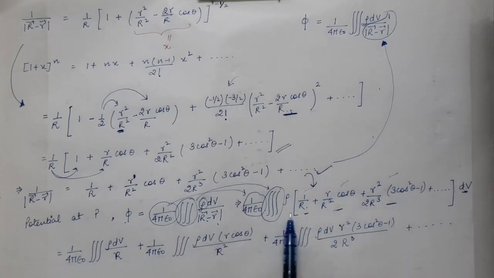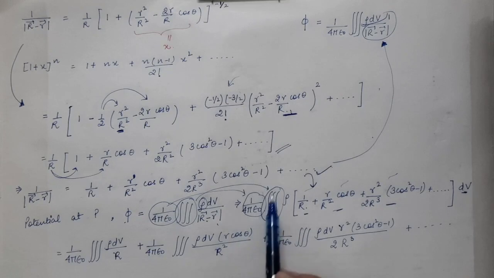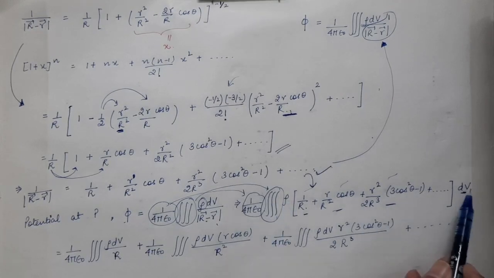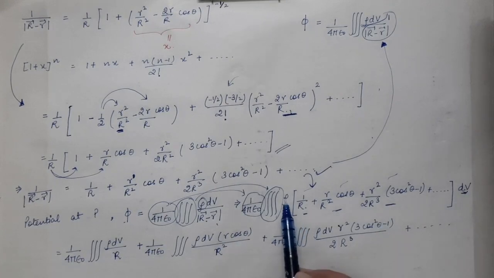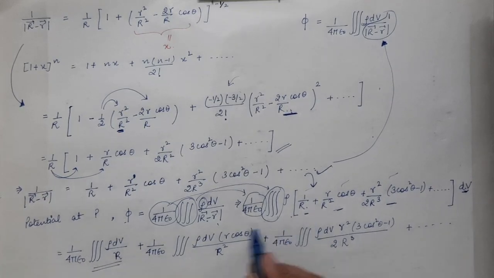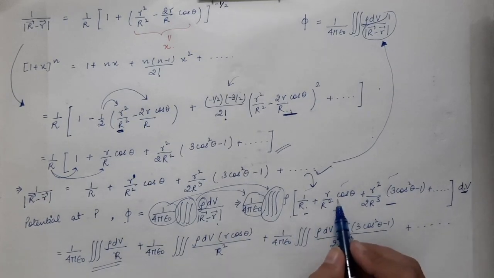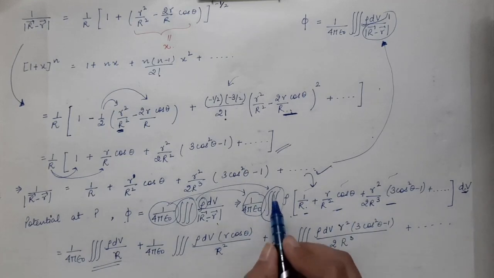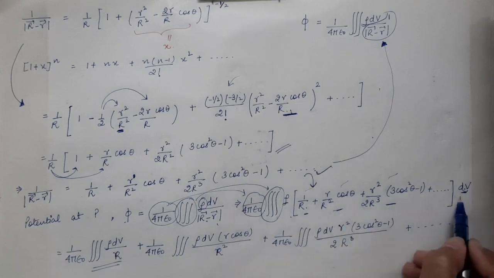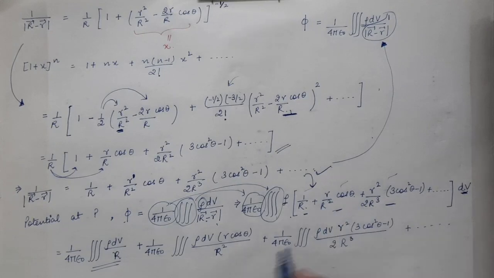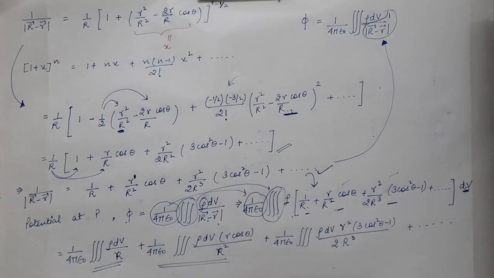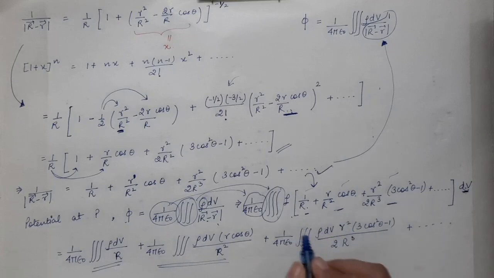So the first term from here you will get is 1 by 4 pi epsilon naught into integration of rho into dV. This rho into dV is common in all the terms. So the first term you will get is rho into dV divided by capital R. This is the first term after simplifying this expression. The second term will be equal to 1 by 4 pi epsilon naught into integration of rho into dV into small r into cos theta divided by capital R square. So this is the second term that you will get after expanding.